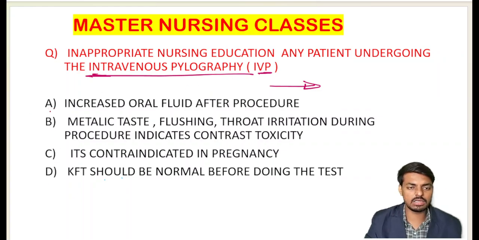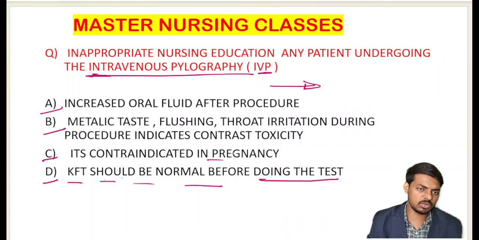Option A is increased oral fluid after the procedure. Option B is metallic taste, flushing, throat irritation during the procedure indicates contrast toxicity. Option C is it's contraindicated in pregnancy. Option D is kidney function test should be normal before doing the test. Yes, what is the inappropriate nursing education? Identify among the given four options.